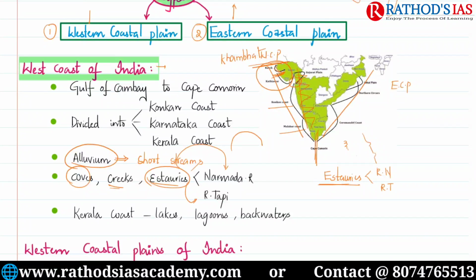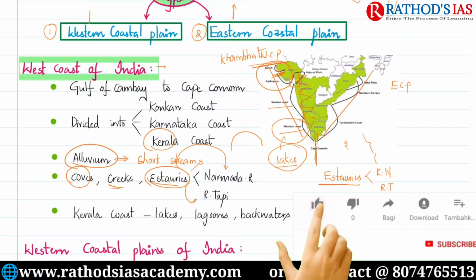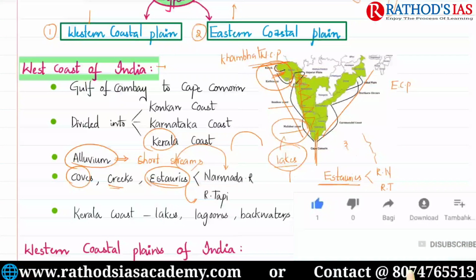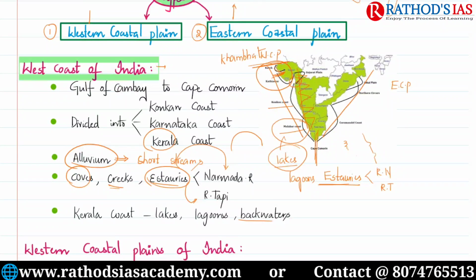And one more important thing you have to know regarding this Kerala coast or Malabar coast is that it is very famous for lakes. The Malabar coast is famous for lakes, lagoons, and also backwaters. One of the biggest lakes, the largest lake seen in this Malabar coast, is Vembanad Lake, or Vembanad Kayal, or Vembanad backwaters.